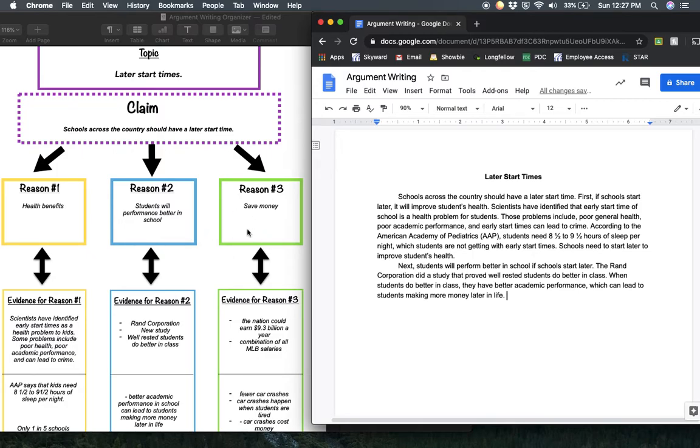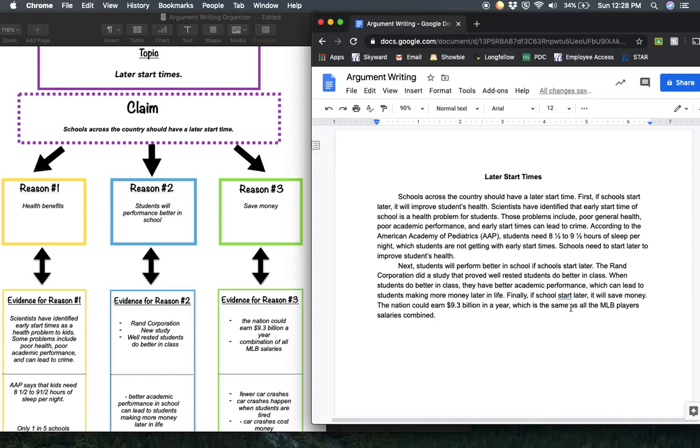I'm going to move on to reason 3. To move on to reason 3, I'm going to add a transition word and start talking about saving money. So, finally, if schools start later, it will save money. The nation could earn $9.3 billion in a year, which is the same as all the MLB, Major League Baseball players' salaries combined. That stat still blows my mind.